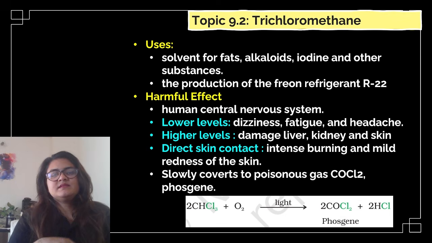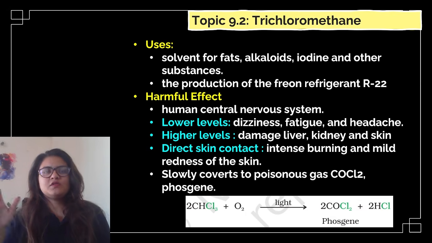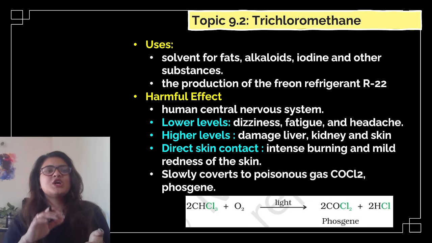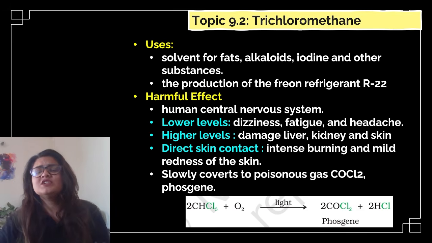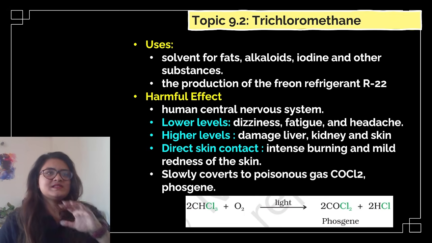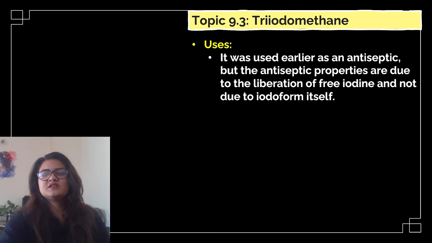That's the reason trichloromethane, which is chloroform, is not kept open. It is always kept very safely in a black colored container, in a refrigerator in a dark place. Why? Because if chloroform comes in contact with oxygen and light, it gets converted to a very poisonous gas called phosgene. So to prevent this, it is kept safely in a dark place. I guess it's clear. Let's proceed with triiodomethane.